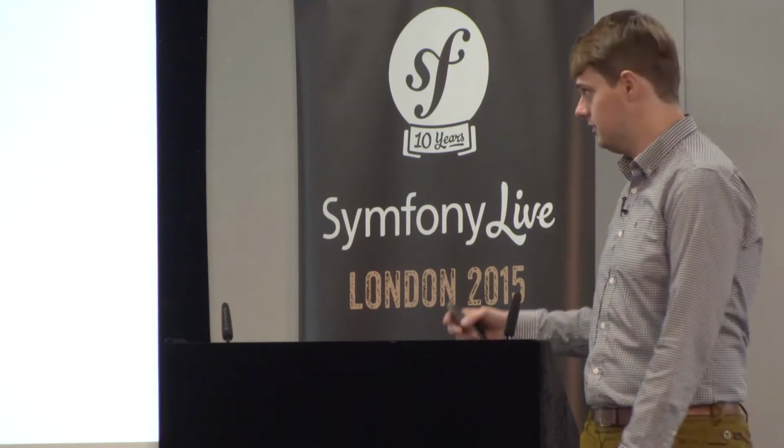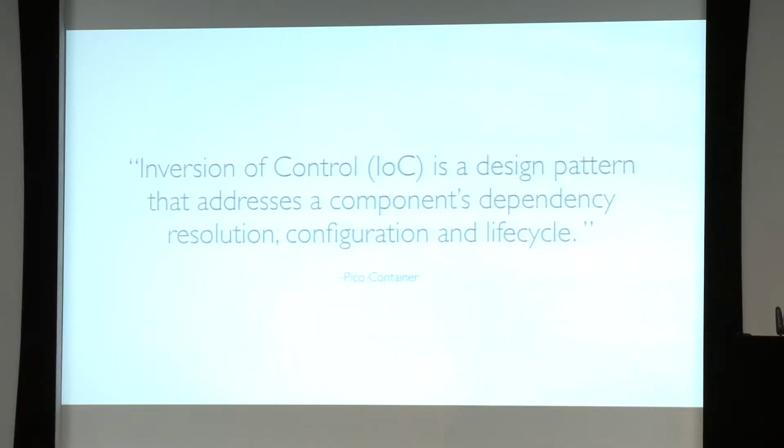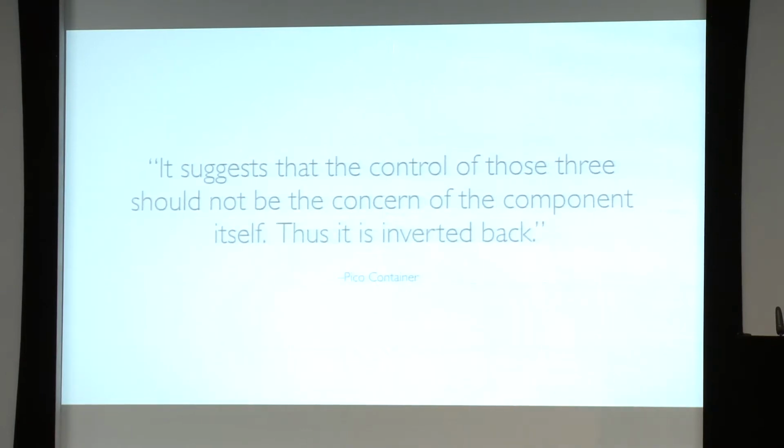The first thing that I want to clarify is that inversion of control is not just dependency injection. Why? Because inversion of control, according to the definition, is a design pattern that addresses a component's dependency resolution, configuration, and life cycle. It suggests that the control of those three should not be the concern of the component itself. So it just says that our code shouldn't really care about its dependencies, and it shouldn't care how they are instantiated, what the life cycle is, and so on. We shouldn't care about it, really.